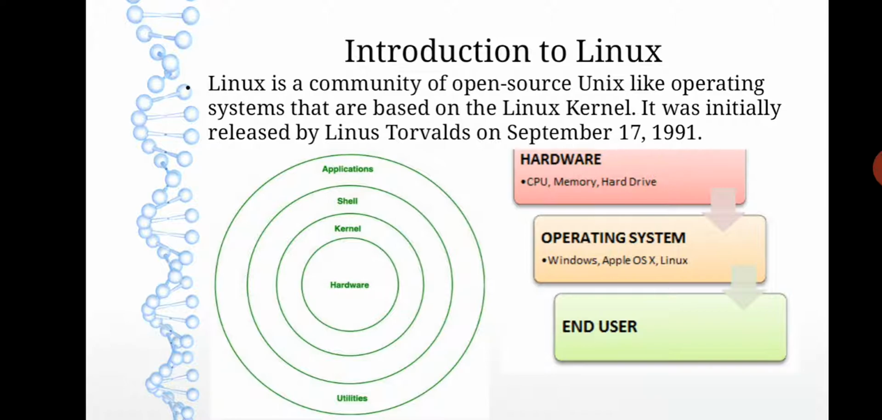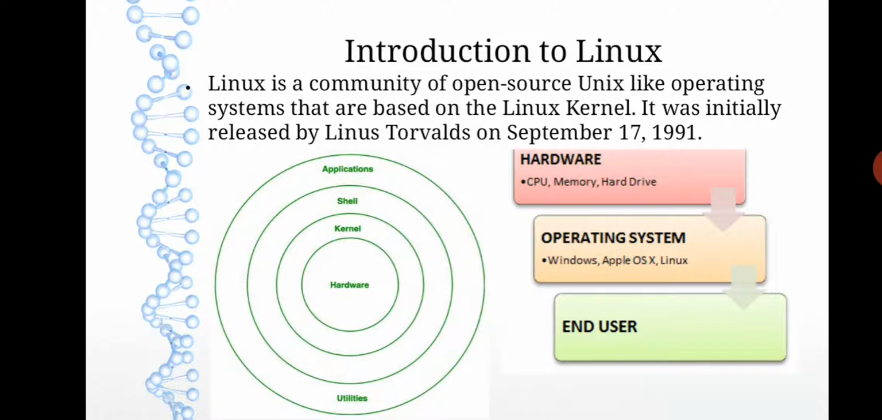It was initially released by Linus Torvalds on September 17, 1991. Because of his name, Linus, Linux came into existence. For the explanation I just say Linux, but you can pronounce it as Linux also, because his name was Linus Torvalds. You have to remember like that.